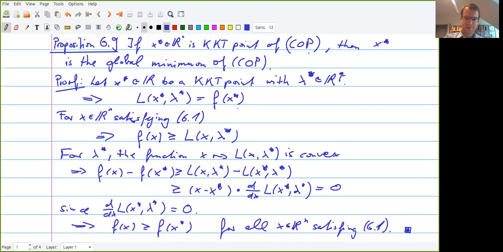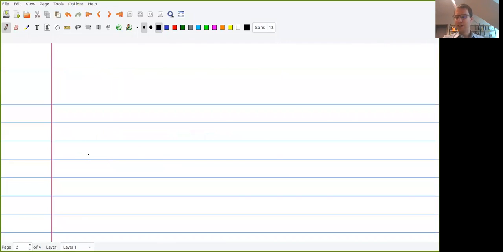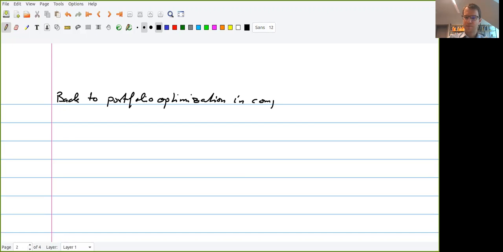Okay, now we understood how to solve a convex minimization problem. So let us come back to what we actually wanted to do. So back to portfolio optimization in complete markets.